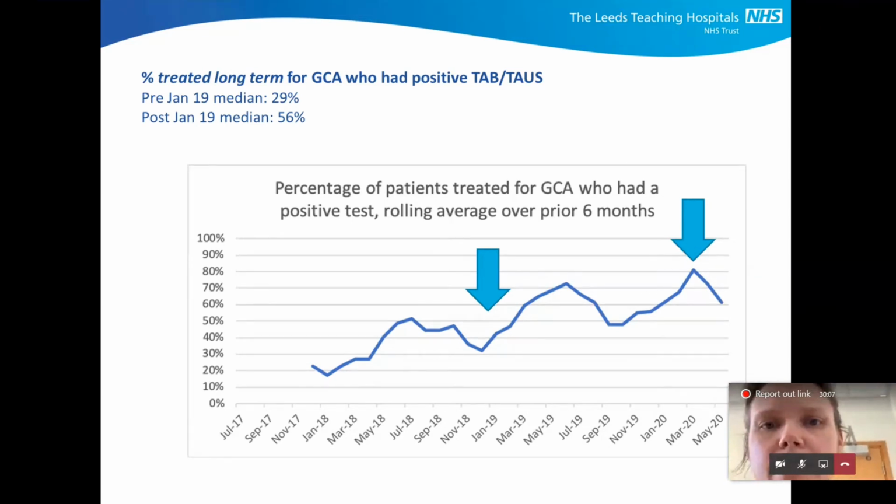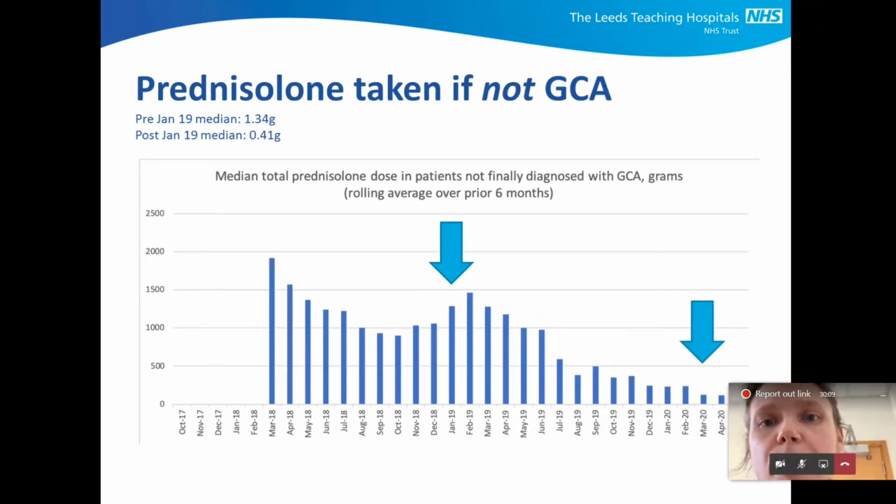So next slide, please. But our primary goal was to really reduce unnecessary steroid use. And again, this is noisy data, so this is a rolling average. But before January 2019, the median prednisolone dose taken by patients who did not have giant cell arteritis and in whom it was ultimately stopped was 1.34 grams of prednisolone, which is an awful lot and definitely enough to cause significant side effects in a lot of patients.